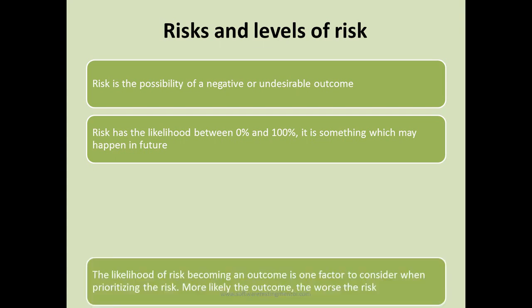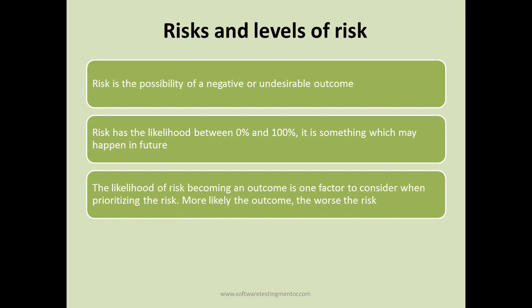The likelihood of risk becoming an outcome is one factor to consider when prioritizing the risk. The more likely the outcome, the worse the risk. Based on the likelihood of risk, there is a scale from 0 to 100%. So if a risk is more likely to happen, then when you are prioritizing, the high likelihood risks need to be considered and mitigated, because they might be the worst risks.